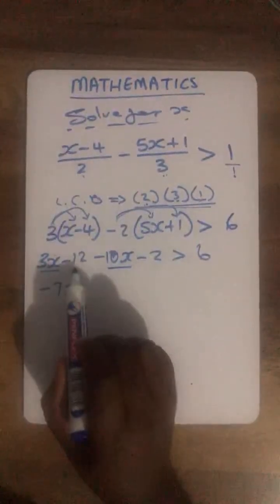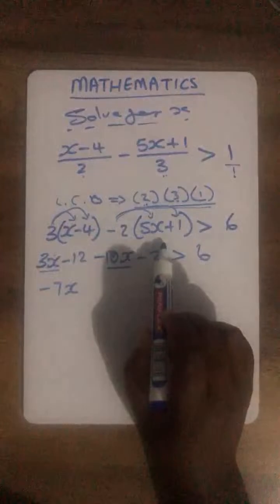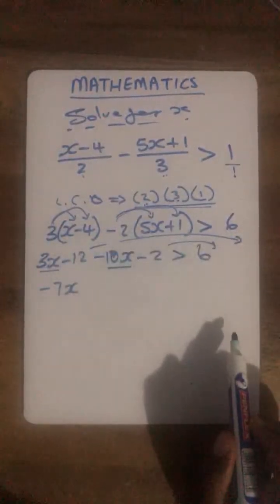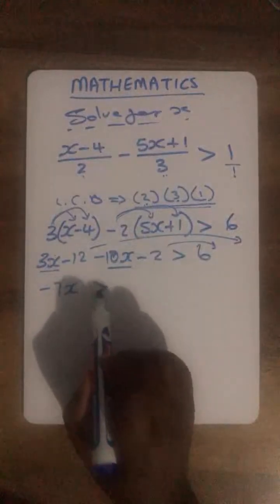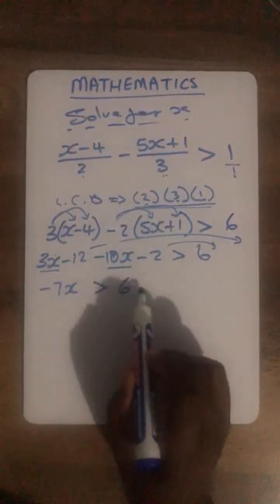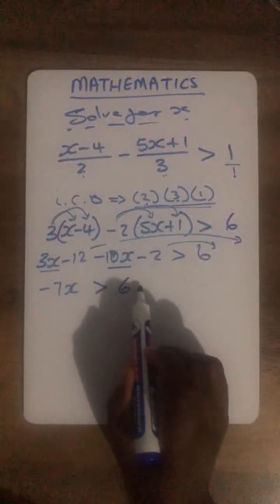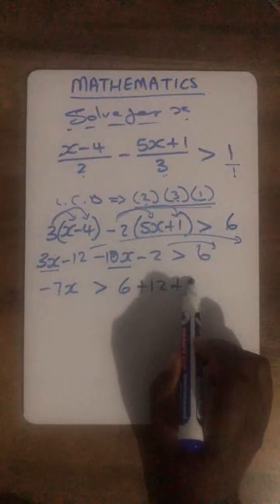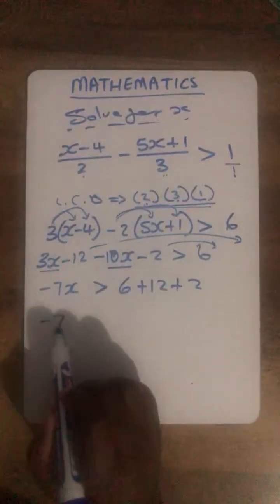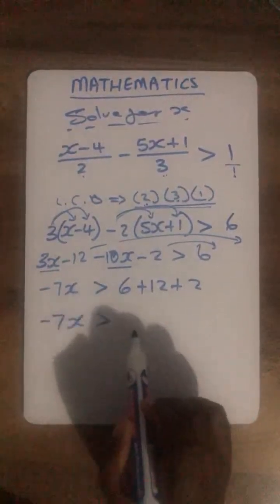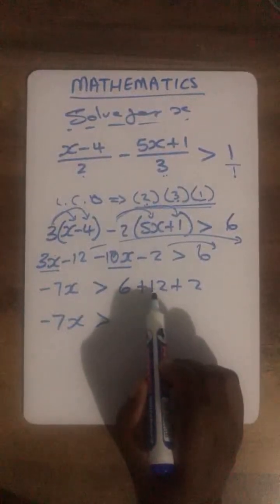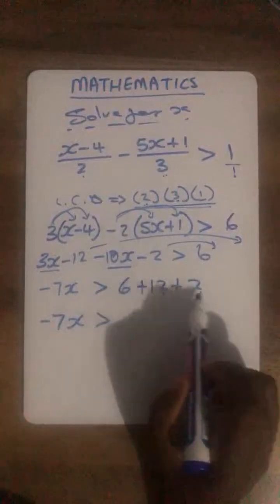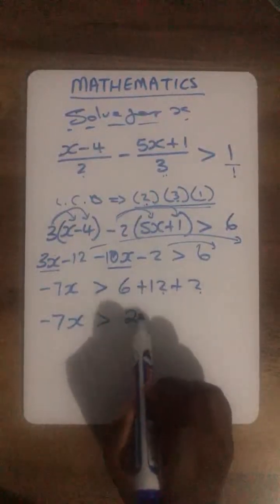Then you take that number to the other side. Remember, you still have greater than, and then you have 6. You take that 12 to the other side, it changes the sign. Also this one changes the sign. So you have negative that, and then you have that. What is this? That is 14 plus 6, which is 20.